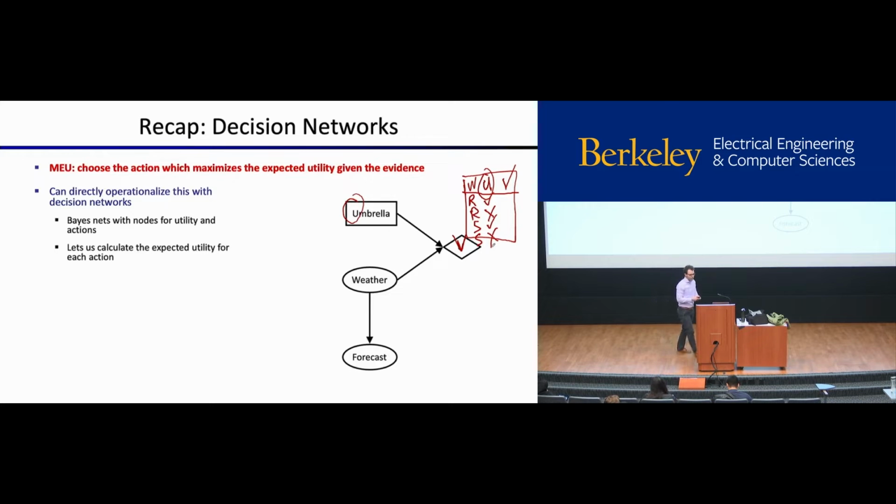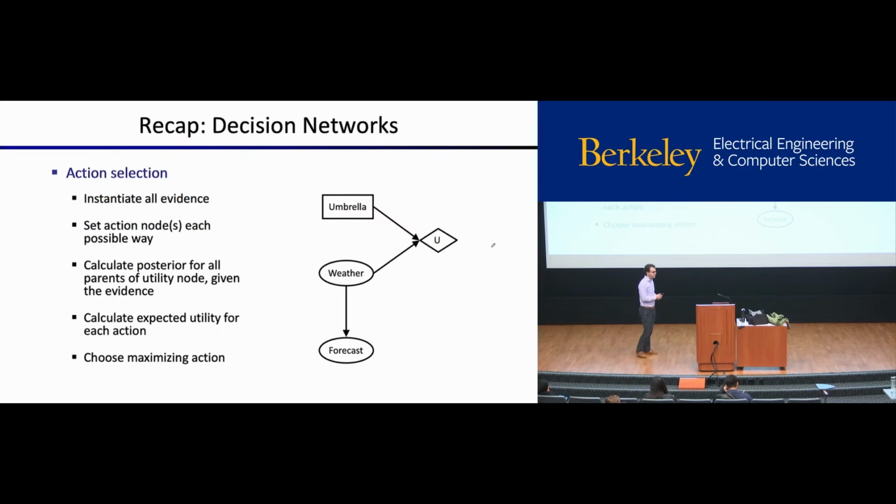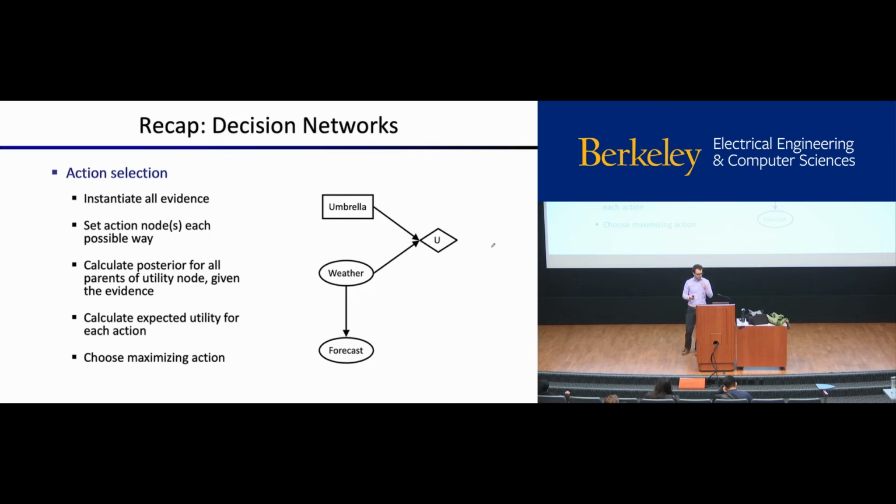Okay, great. So we've added these different types of nodes to our network. We have chance nodes, we have action nodes, we have utility nodes. And our goal is the same as it's always been. We want to maximize our expected utility. So recapping from last time, the way that we're going to do that is, let's suppose that we get some evidence. We're going to instantiate that evidence. We're going to select the action nodes each possible way. So umbrella or no umbrella.